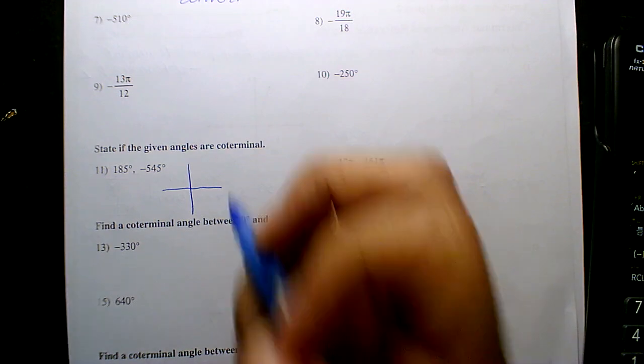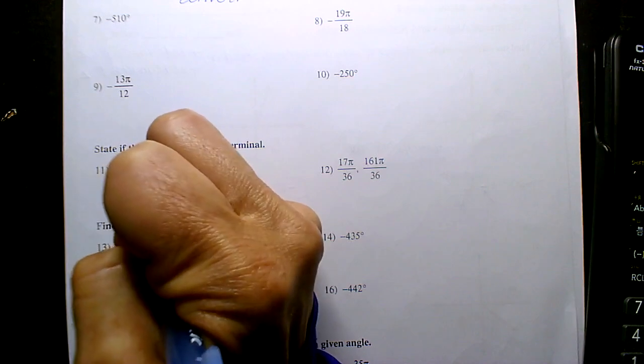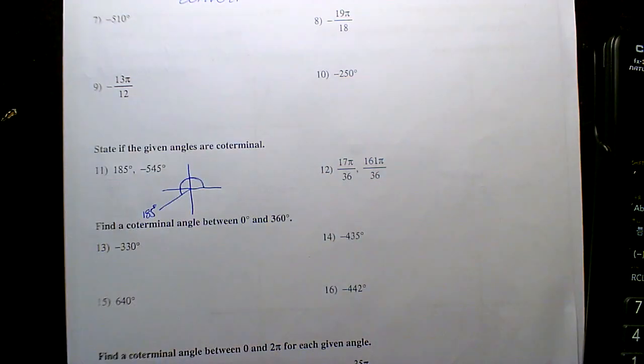For 105 degrees, this is 180, so 185 is right here. Okay, for it to be coterminal, it has to land on that terminal side. Okay?